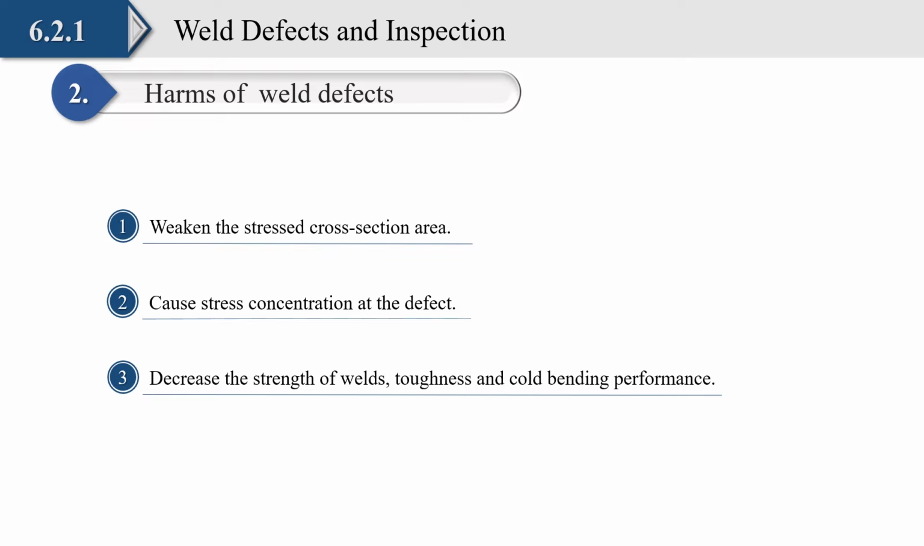The existence of weld defects will weaken the stressed area of the weld and cause stress concentration. And the defect will affect the strength, impact toughness, and cold bending of the connection. Therefore, weld quality inspection is very important.